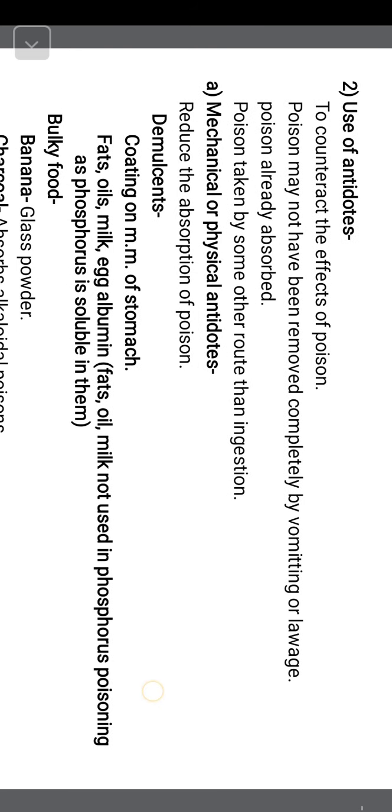Then the second very important thing is the use of antidotes, because antidotes are also asked as a separate 5-mark short note. If it has not been asked from general toxicology, if it has not been asked as a 20-mark question, this part can be asked as a 5-mark short note as well.